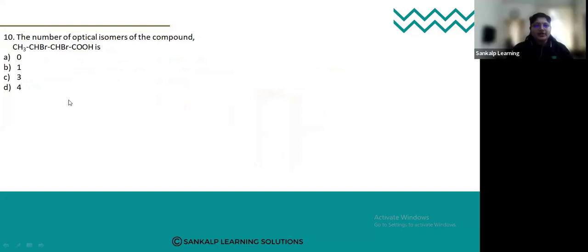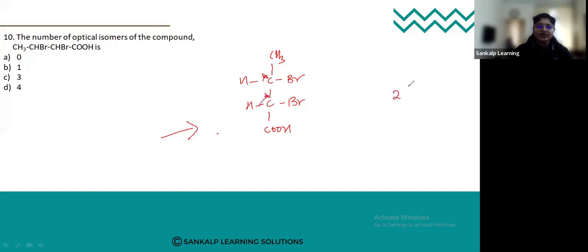The number of optical isomers for the compound. Yes, again you can write this compound CH3, CHBr, CHBr, and COOH. What is the number of optical isomers? So you have to calculate first the chiral carbon. So here there are 2 chiral carbons, so 2 raised to 2.